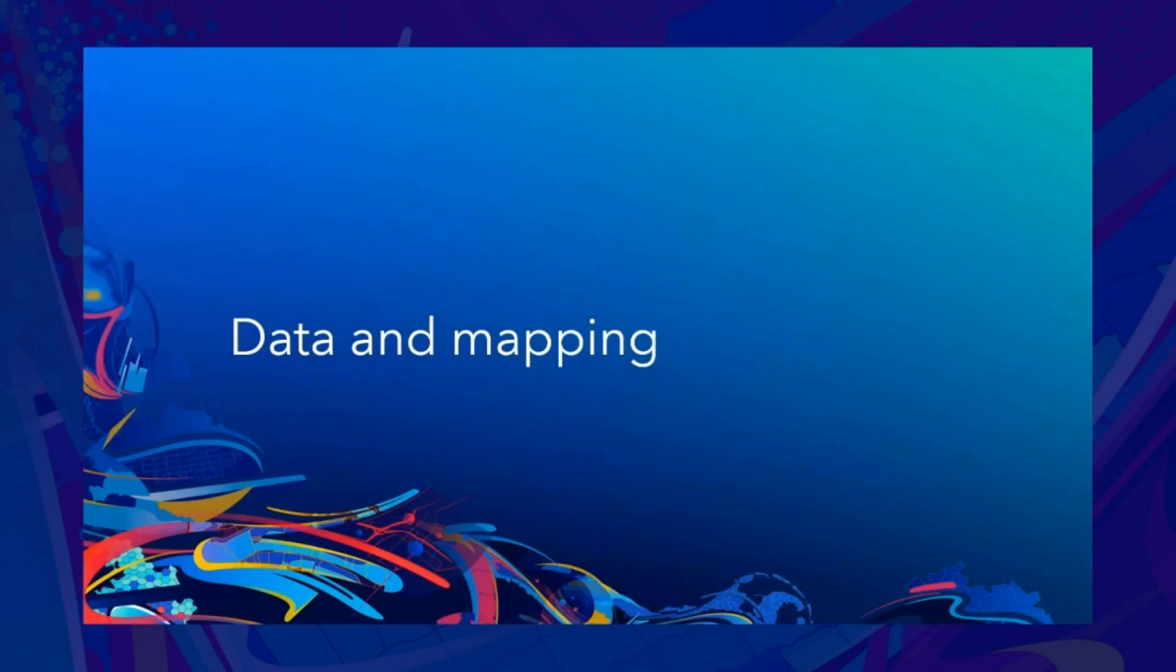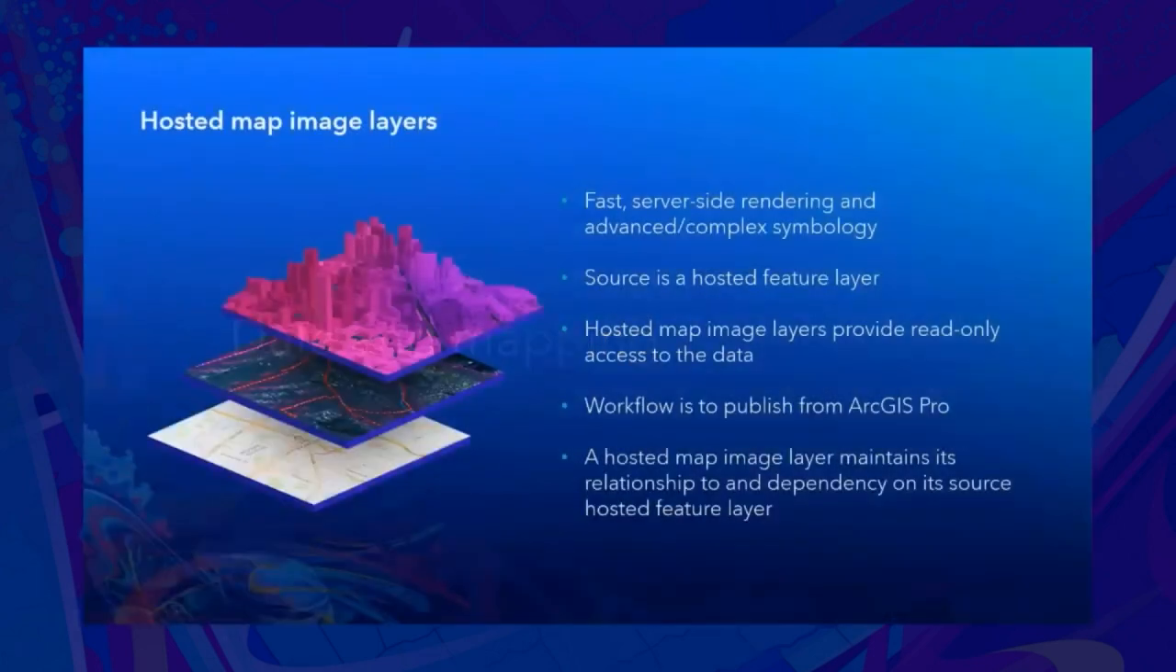Thank you, Jill. We're going to take a moment to discuss some data and mapping changes introduced in the 10.8 and 10.8.1 releases. To start off, we are introducing support for hosted map image layers. Fast rendering and updating are among some of the major benefits of using this layer type. Server-side rendering of complex symbology improves overall performance of web maps and web apps that use this layer type. All hosted map image layers are sourced from a hosted feature layer. Editing of the hosted map image layer can be done by editing the web feature layer. Publishing hosted map feature layers can be accomplished via ArcGIS Pro.